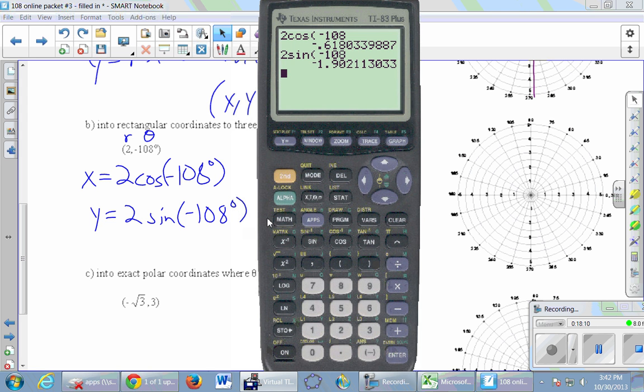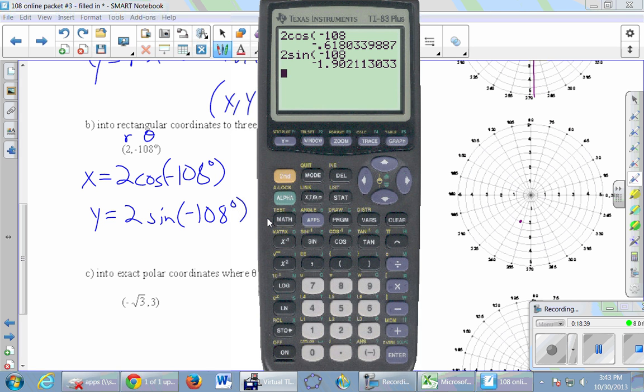So let's plot this point and see if it's reasonable, these 2 answers that we got. So negative 108 degrees. Okay, so let's see. This one right here, I think, is 105. So it's very close to that, just a little bit clockwise of that. And we're going out 2. So we're on the 2 circle and just a little bit clockwise of the 255 angle.